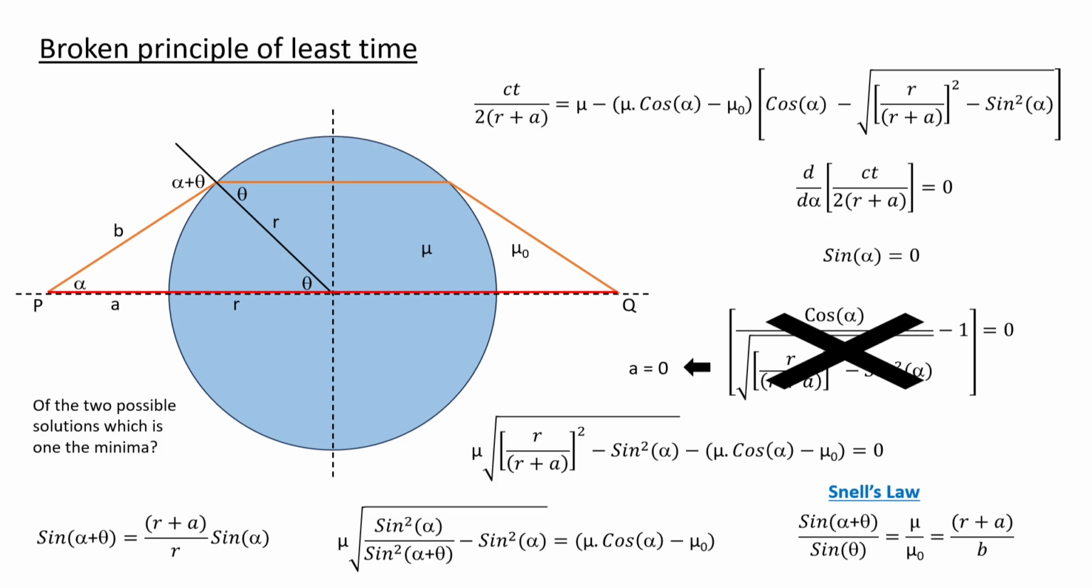So now we have ended up in a situation where we have two possible solutions: either alpha can be 0, or this condition is 0, which implies sin alpha plus theta by sin theta equals mu by mu naught. So there are two possible solutions. Obviously, they both can be a minima, or let's see which of them is a minima or a maxima, or what's happening here.